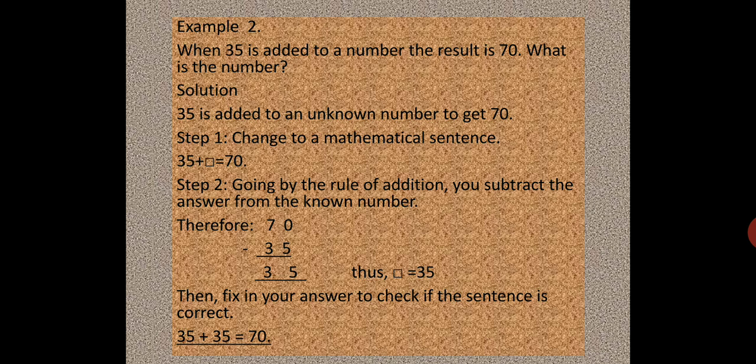So what's the answer? 70. And what's the given number? 35. So take away 35 from 70. What would you get? You will get 35. So now the last step is to check, fixing the answer and check whether it's correct. So if you add 35 plus 35, will it give you 70? Exactly.